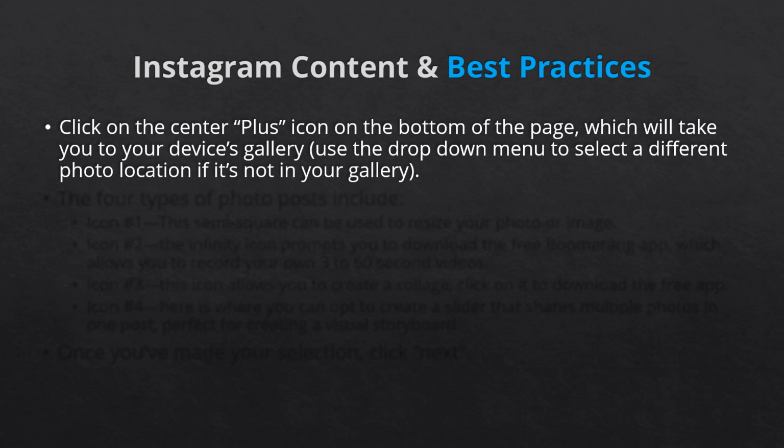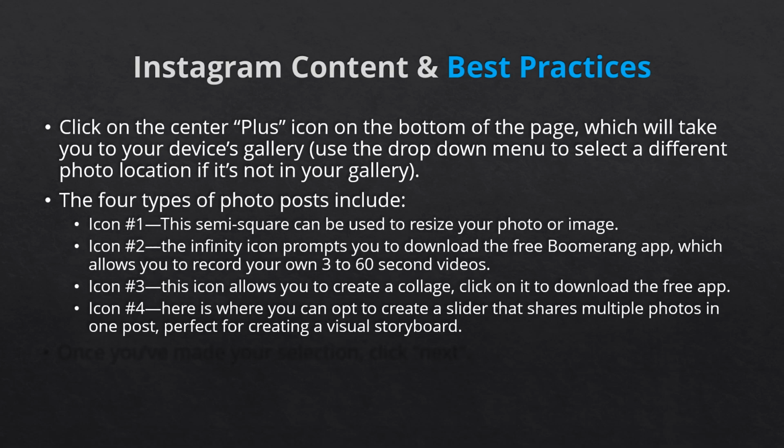First, you decide what type of post you want to create. At the bottom of the photo, 4 icons will populate. Icon number 1 is a semi-square. This will be used to resize your photo or image. While your image will automatically resize, this allows you to zoom in a bit.